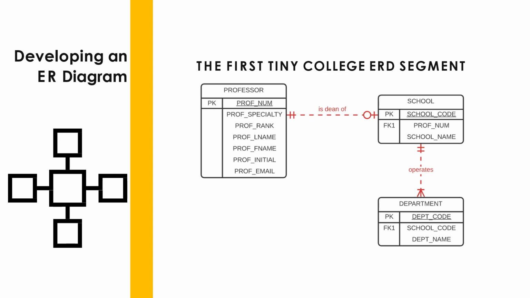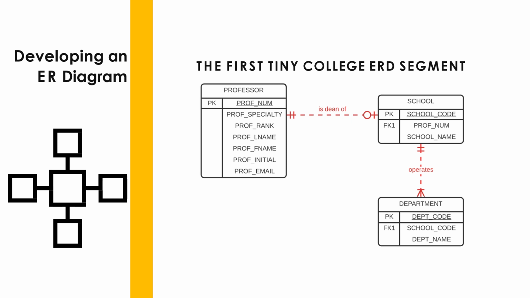Whereas a school, going to the professor, we know that a school must have a dean that is a professor. So we have a mandatory one-to-one relationship between the professor and the school. Between the school and professor.